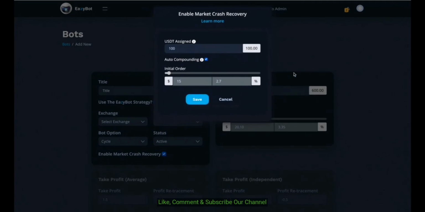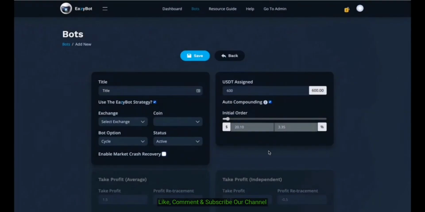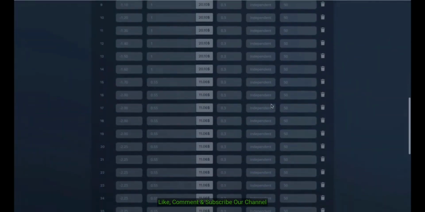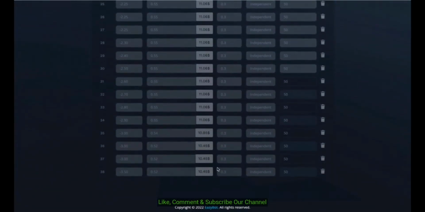And when should I use it? Well, you should use it when you've exhausted the 38 covers that are part of your initial trade. How will you know? Because EazyBot's going to send you a notification. It says, heads up, you may want to consider enabling market crash recovery.